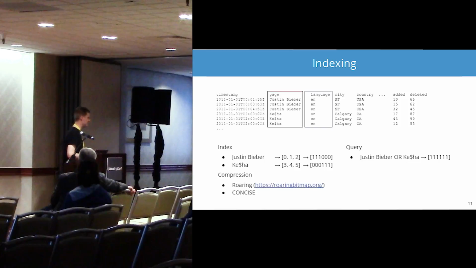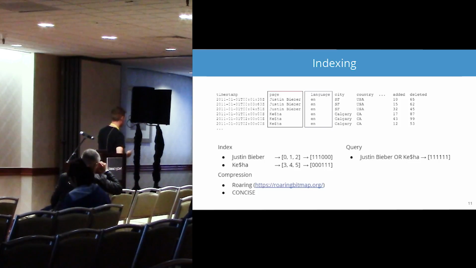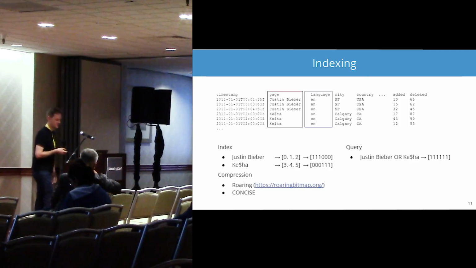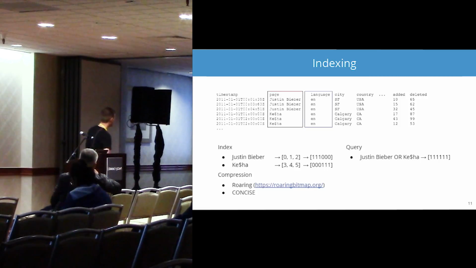We also use compression for this. There are 2 kinds of compression we use. One is called roaring and one is called concise. I guess talking about those is a little bit out of scope for the talk, but they're both good in different kinds of situations. Roaring is better in most situations, so we make that the default.